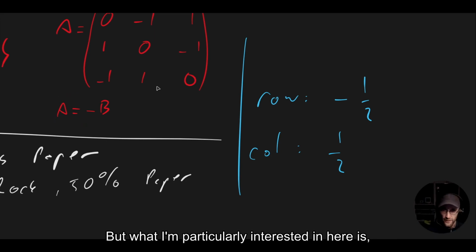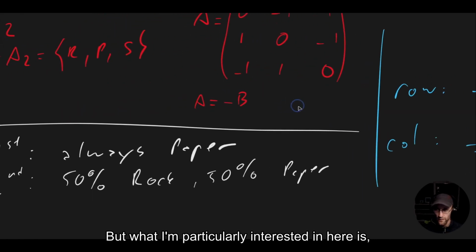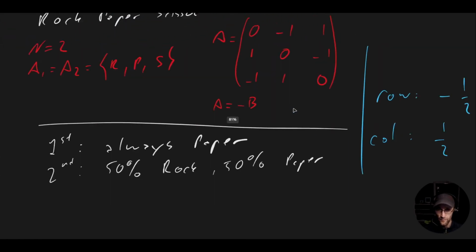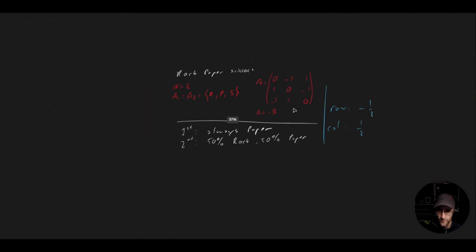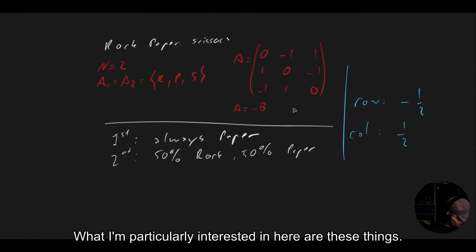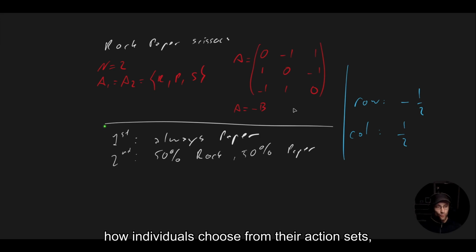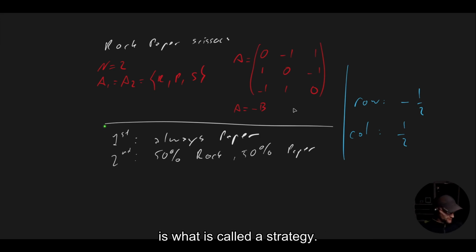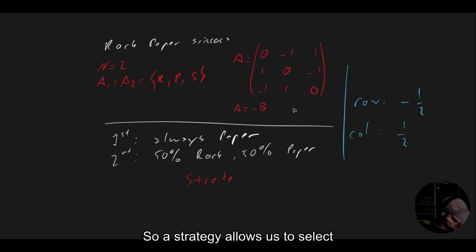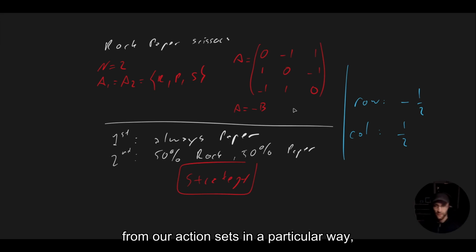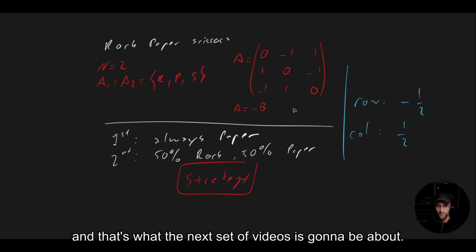But what I'm particularly interested in here are these things. Rules that describe how players, how individuals choose from their action sets, is what is called a strategy. So a strategy allows us to select from our action sets in a particular way. And that's what the next set of videos is going to be about.